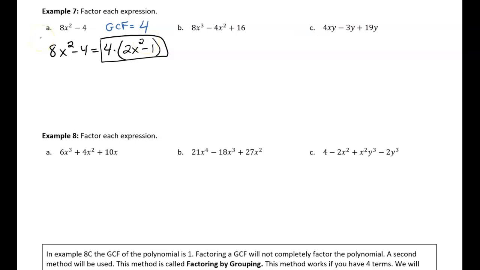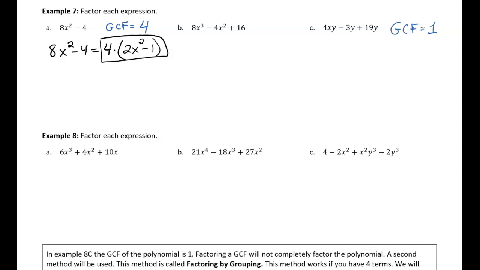Let's look at part C. Let's jump to part C, just because it has more than one variable. That seems interesting. So in part C, we have 4xy minus 3y plus 19y. All right, so looking at our terms, looks like we have the 4, the 3, and the 19. Similar to what we reasoned out in the last video, that 3 is prime, the 19 is prime. So it looks like our GCF, at least the number part of it, is just going to be a 1. There's no value number-wise that they all have in common in terms of factors other than 1.